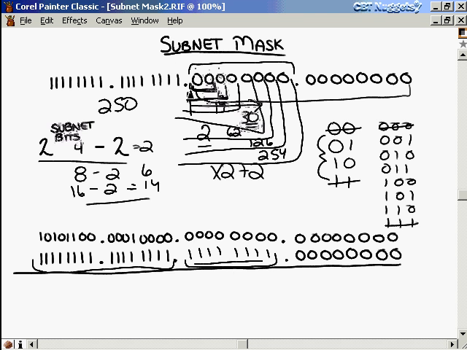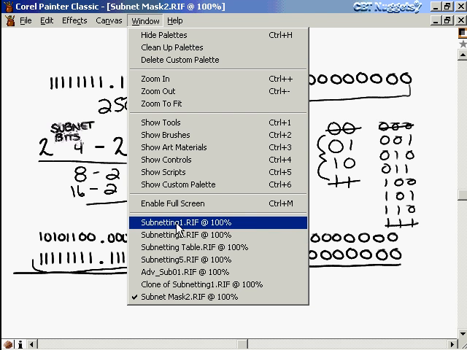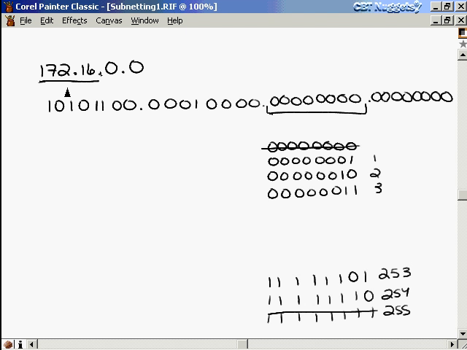So let's take a look at the subnets that are allowed using this Class B mask. Here we have the Class B that we started with, 172.16.0.0 as an address. Here we have its binary representation. And here we have the subnet bits. Now these bits are going to be allowed to change so that we can come up with our different addresses. Some of the examples are found below.